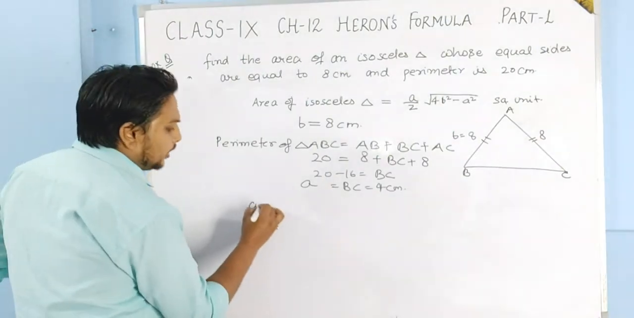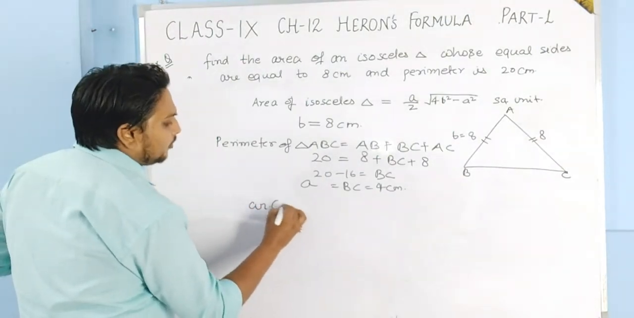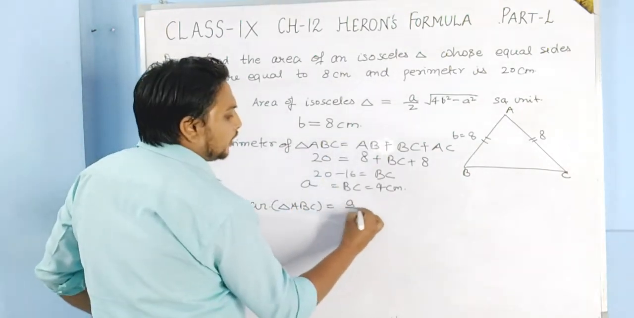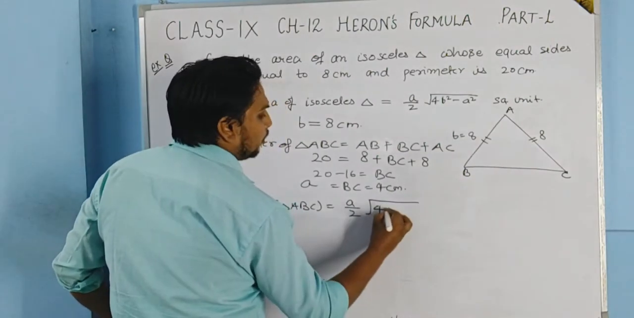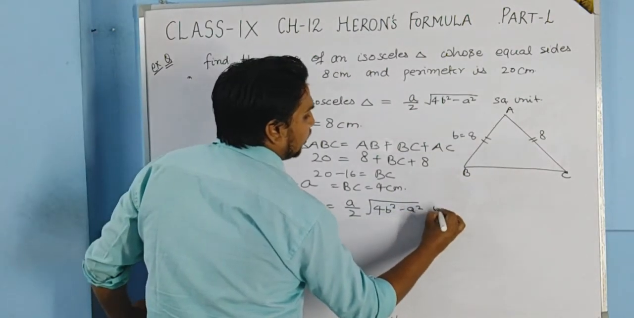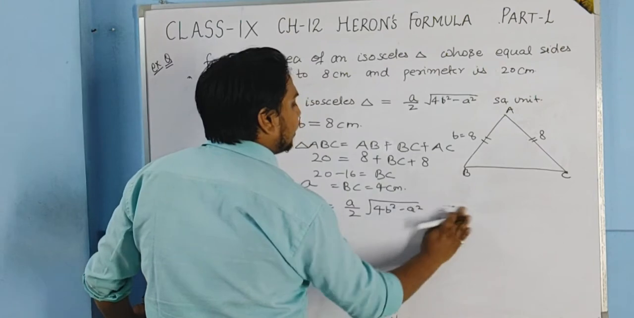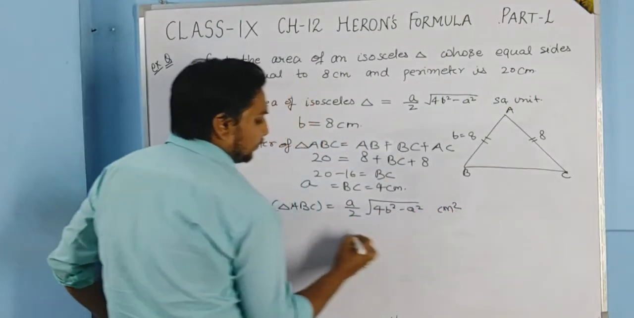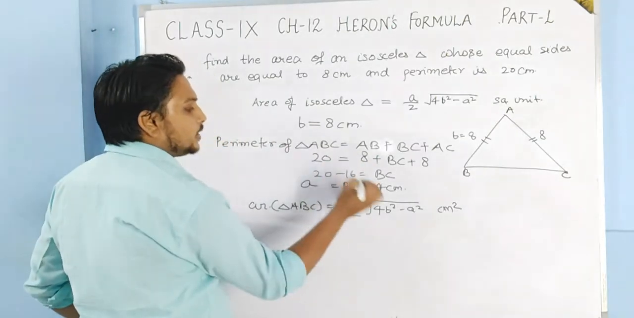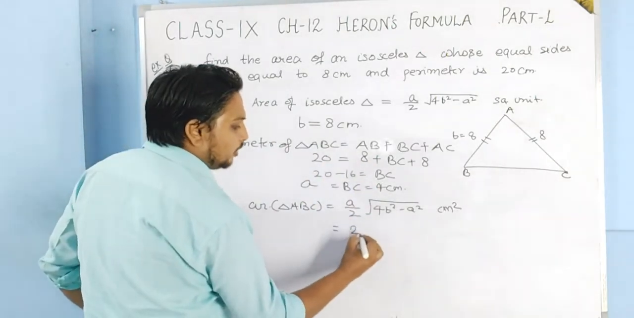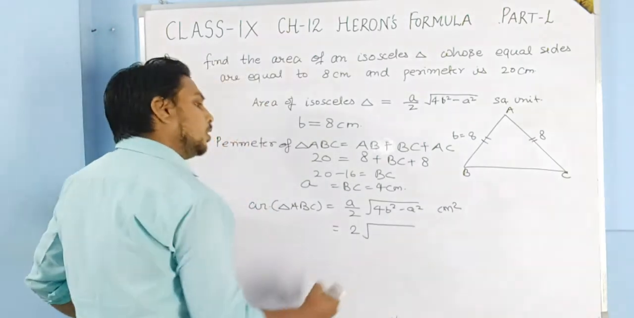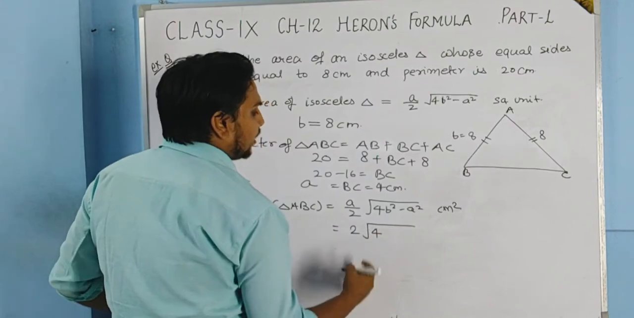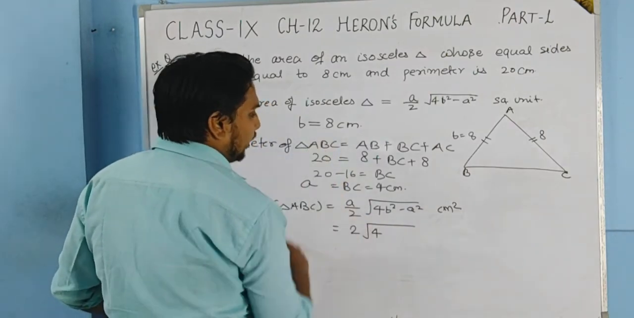Okay, now we can apply the direct formula for the area of triangle ABC, which is isosceles. The formula is a by 2 under root 4b square minus a square square unit. Here it is given in centimeter, so it will be centimeter square. a is 4, so 4 by 2 it will be 2 under root 4b square. So a is 4 and b is equal to 8.